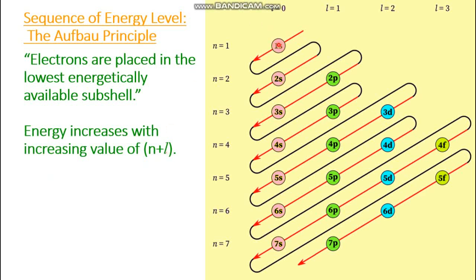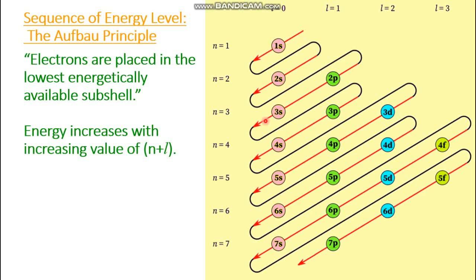Suppose here n equals 1, l equals 0. So this value is 1. While here n equals 2, l equals 0. So the total summation is 2. So this will have higher energy. For this one, the summation is 2 plus 1, it is 3. For this one, it is 3 plus 0, it is 3.